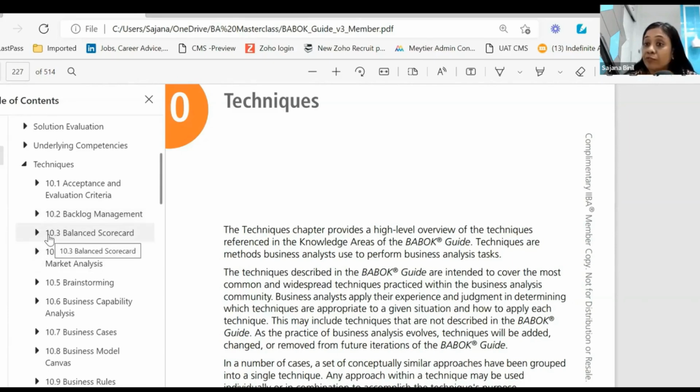So take a note of the first technique that you don't need to deep dive into. 10.3 balanced scorecard is an advanced level BA technique. Which means you can skim through this technique and understand what it is all about. Look at its purpose. But you don't need to get into the details of this technique. So all the techniques that you are underlining right now are something that you can just read through and have little basic information, but don't get into memorizing strengths and weaknesses. 10.3 balanced scorecard.